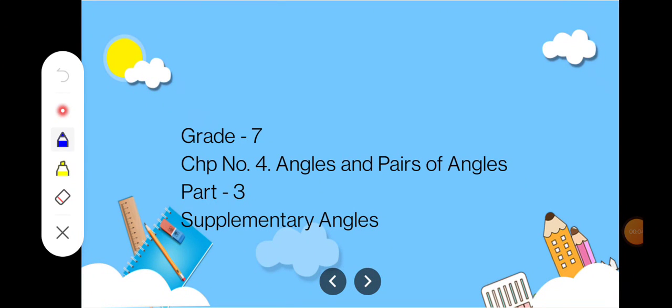So today in this video we will study supplementary angles. That is part 3 of chapter number 4, angles and pairs of angles. So let's get started.